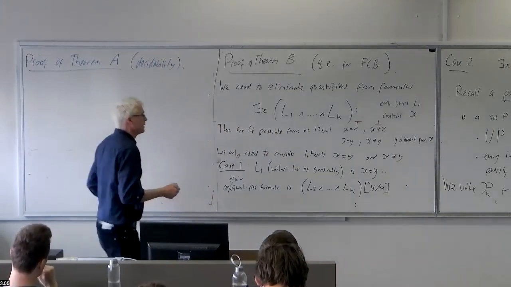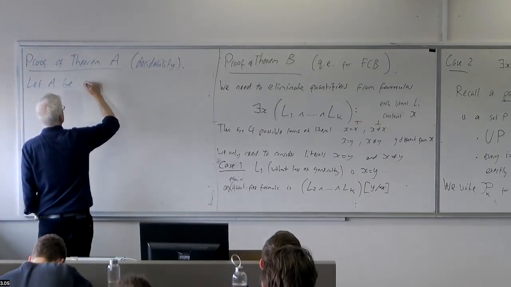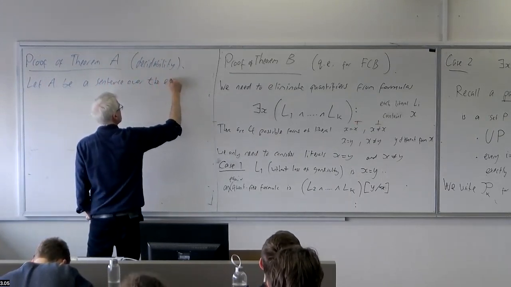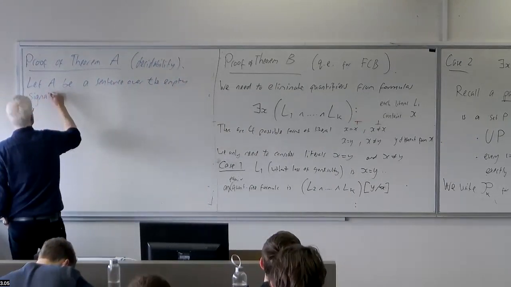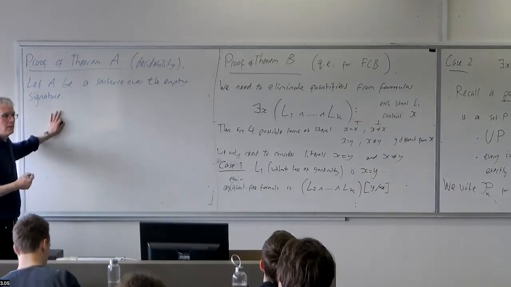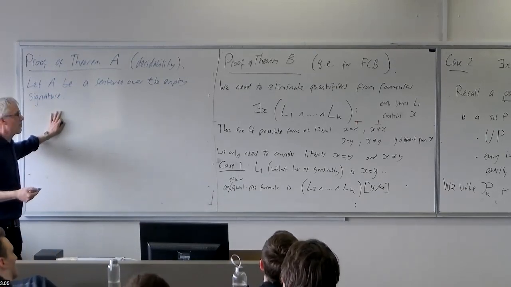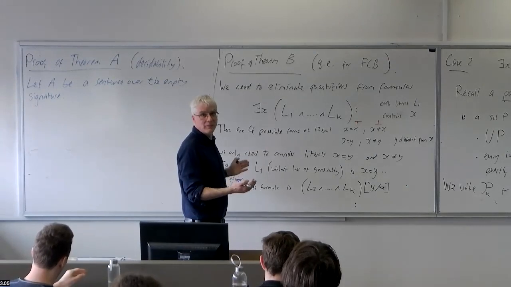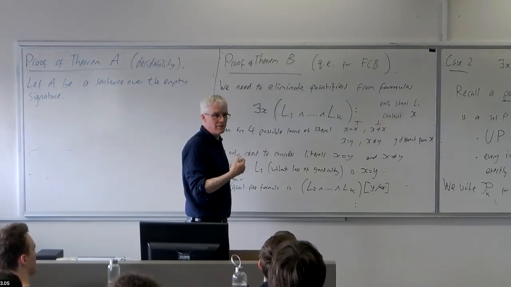So let A be a sentence over the empty signature. We need an algorithm that's going to return true if A is a valid sentence and false if it's not a valid sentence. So the first thing we're going to do is apply our implicit algorithm that we've got that will eliminate quantifiers from A in the theory FCB.